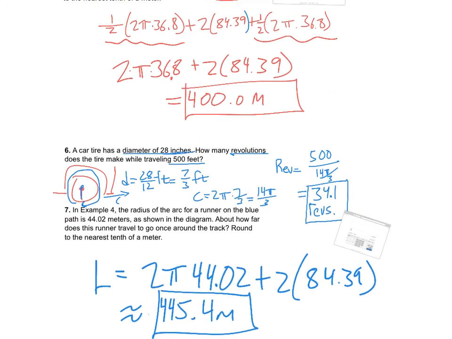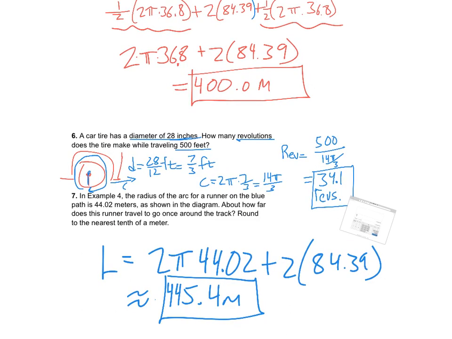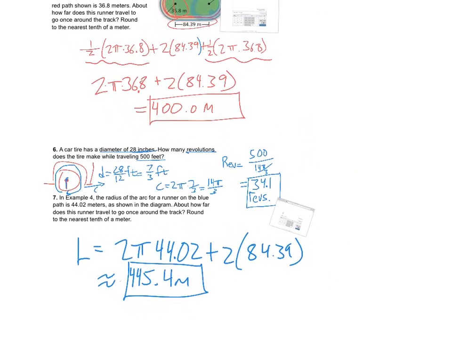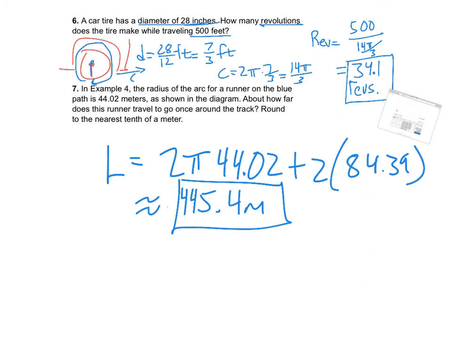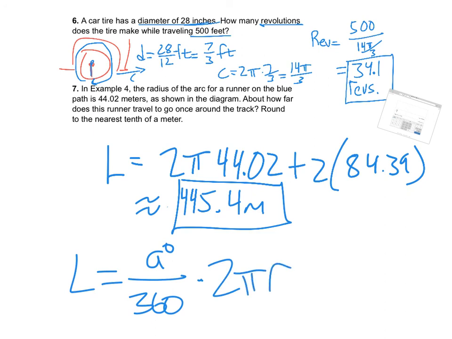If we compare that, it's about 45 meters more than that other runner went, the red one. All right, so that's how we find the length. Remember, the key is that the length is a fraction of the circle. So if we want to find a partial length, we have the arc measure in degrees out of 360 times 2 pi r, the circumference. Or we could say the fraction, a over 360, where a is the arc degrees, is equal to the arc length over the circumference, 2 pi r. Those are just two ways to get the same thing.